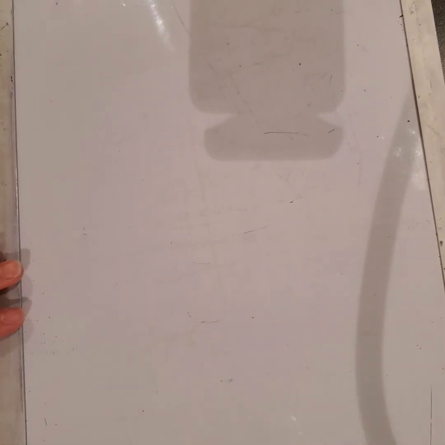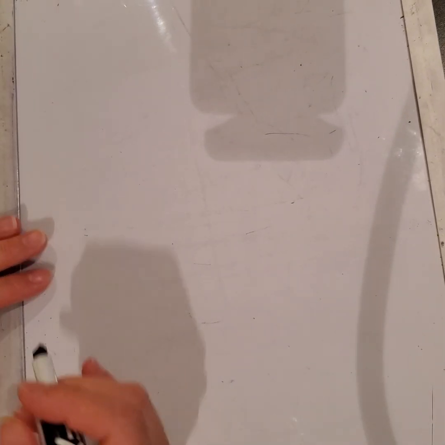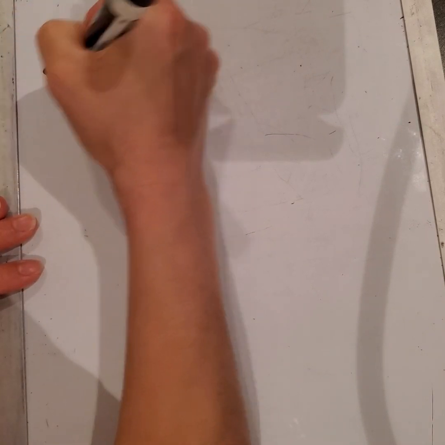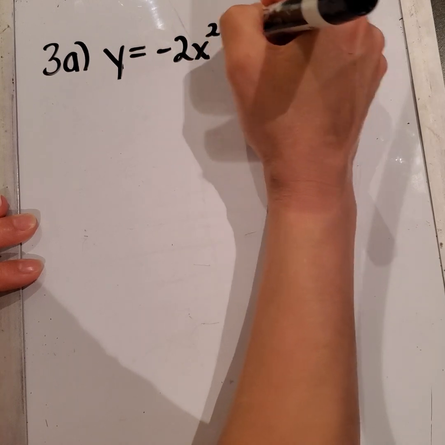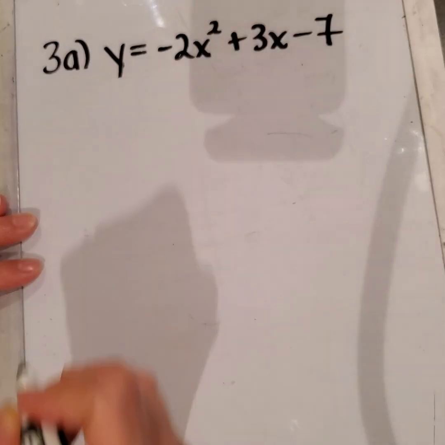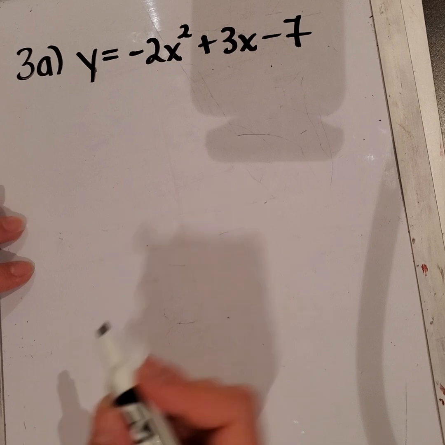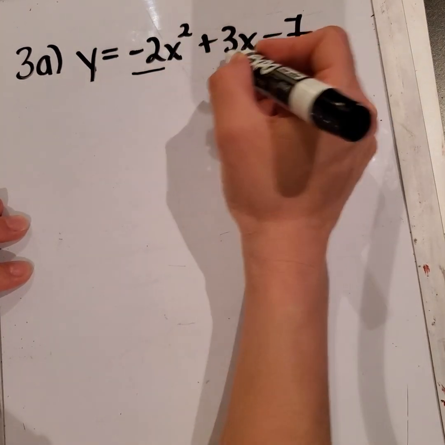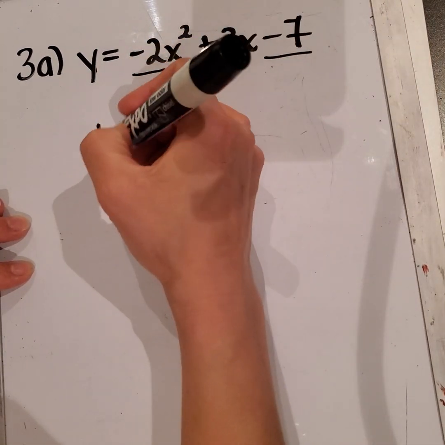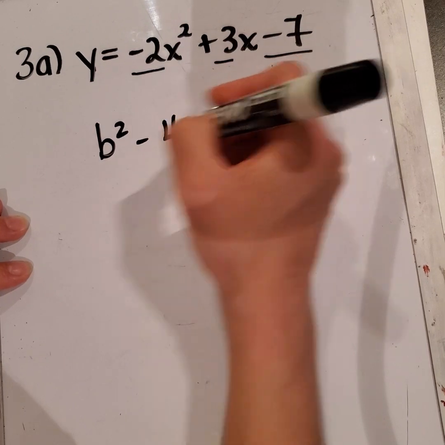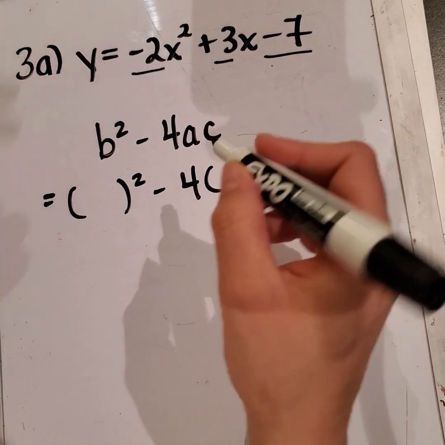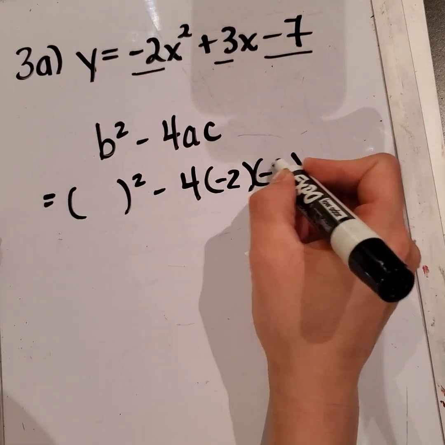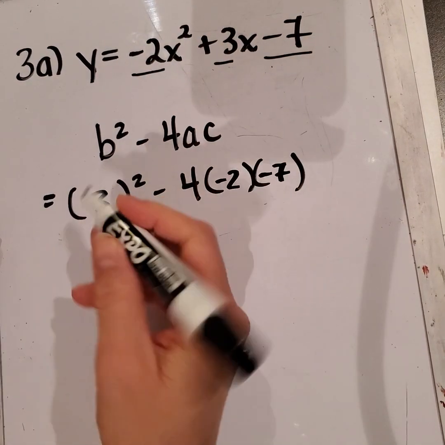In number 3, it says, without graphing this time, determine the number of zeros in each relation. So here, very straightforward, we are given another quadratic relation in standard form, okay? I am going to identify my A, B, and C value and plug those values into the formula for the discriminant. Okay, A is -2, C is -7, and B is 3.